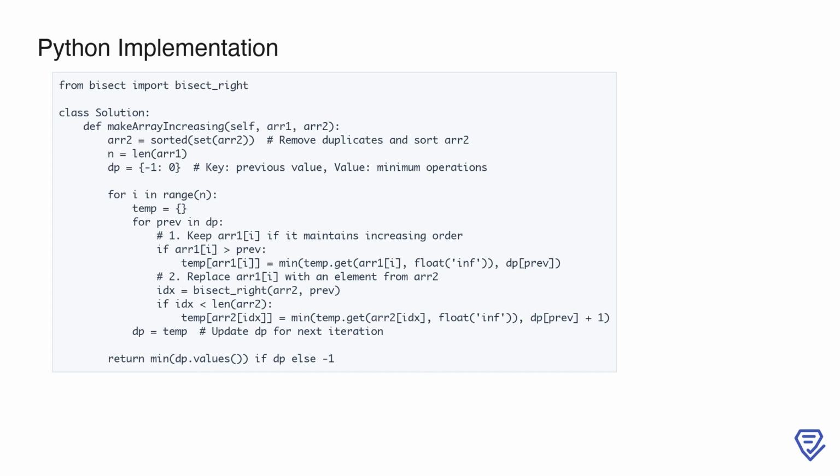Complexity. Time complexity. Sorting ARR2 takes O(m * log m), where m is the size of ARR2. For each element of ARR1, we perform a binary search on ARR2, leading to a total complexity of O(n * log m), where n is the size of ARR1. Space complexity. The dictionary DP can hold at most O(n) states, leading to an O(n) space complexity. This approach ensures an optimal solution by exploring all possible sequences while efficiently pruning invalid or suboptimal paths.